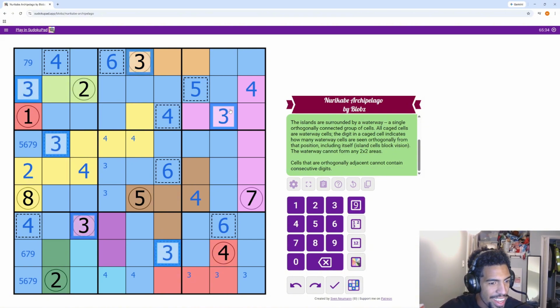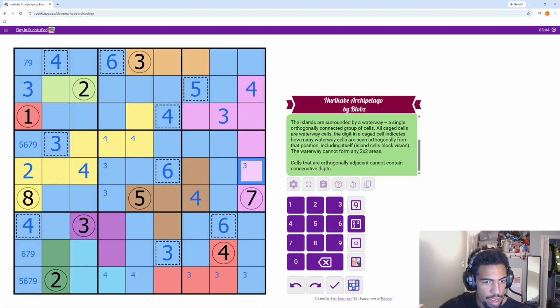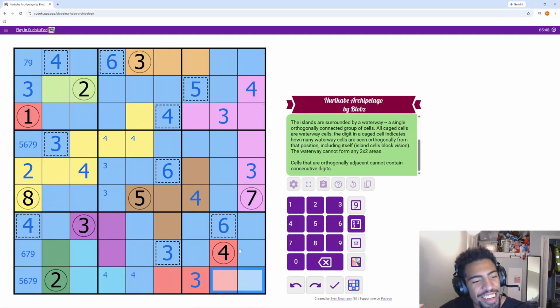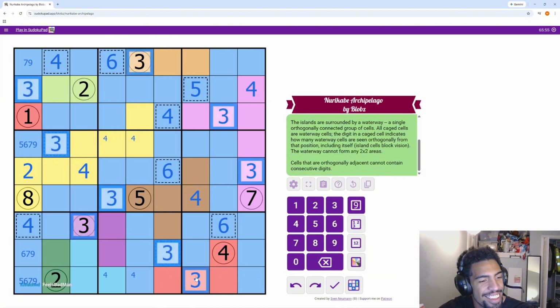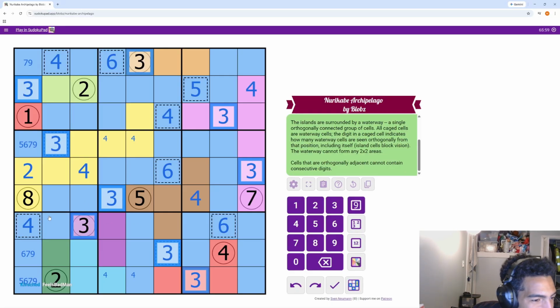So, let's see. This is a 3 and one of those two. This can't be a 3 next to a 4. No! So I don't get 3 in the corner this time. Dang it. No. This is such a L. Oh man.